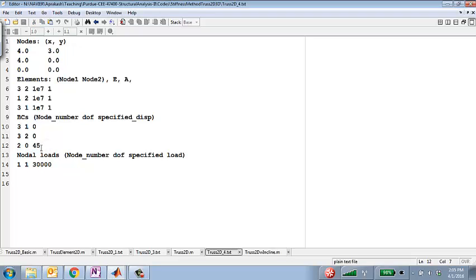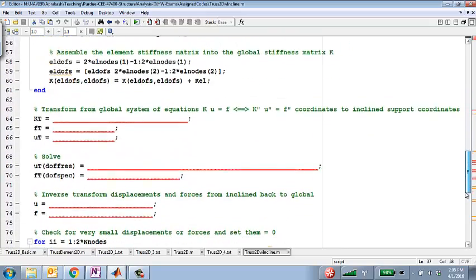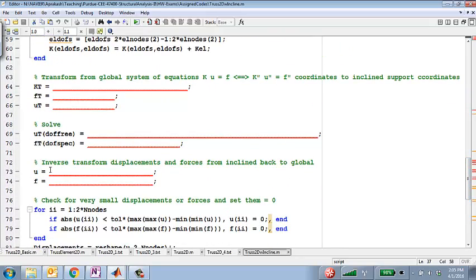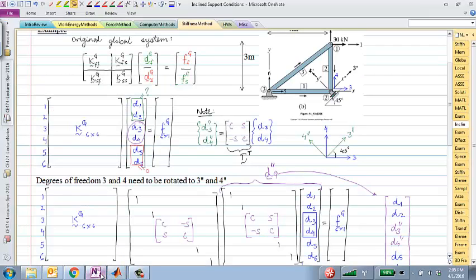So in terms of input file, you should be able to write something extremely similar to this for the problem that I gave you. Okay. The only changes that you would need are needed in this Truss 2D incline. First of all, make the T global matrix and then use it for the transformations and the inverse transformations. That's all that's needed. Okay. All right. Let's move on. You had another question, Nikhil? No, it was the same question.